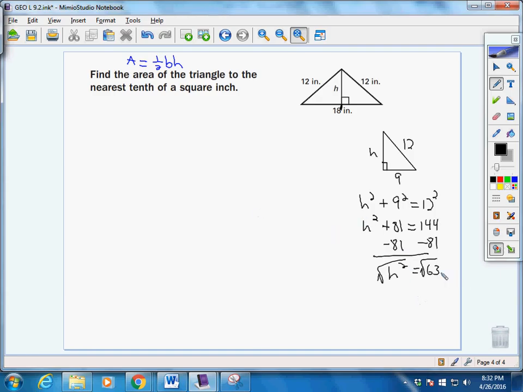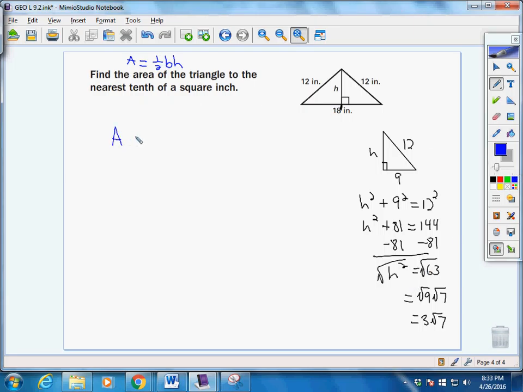Now, I could simplify this, and I'll tell you that 9 goes into 63 and it's a perfect square, so it simplifies down to 3 square roots of 7. Even if you're not going to simplify it, though, don't round it to a decimal yet. Wait to rounding until the very, very end. That'll give us a more exact answer.